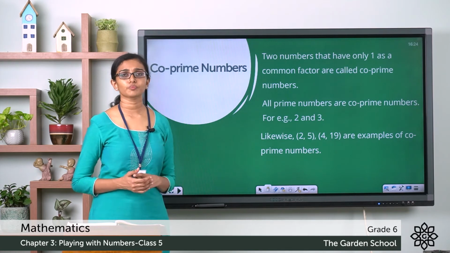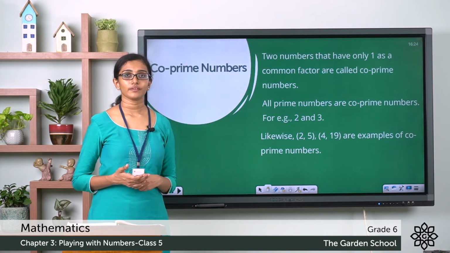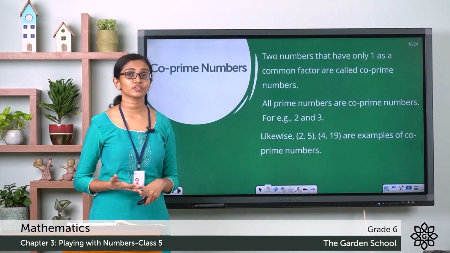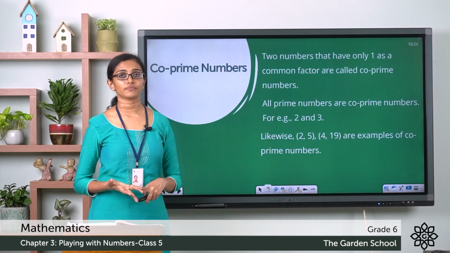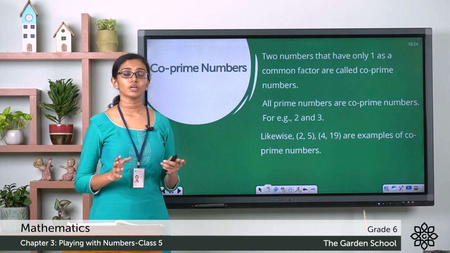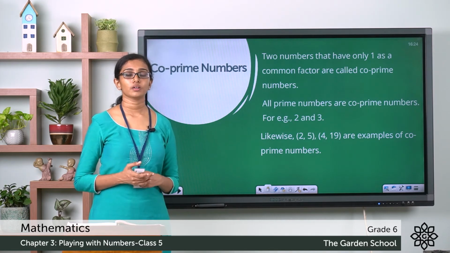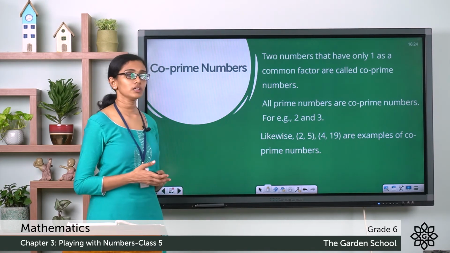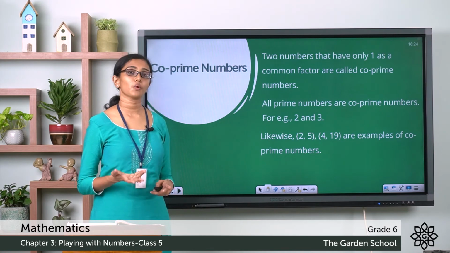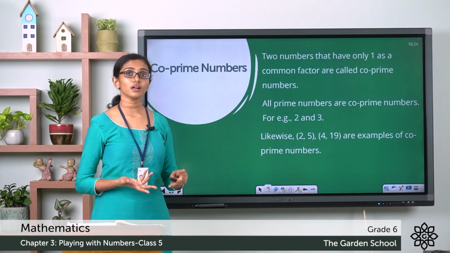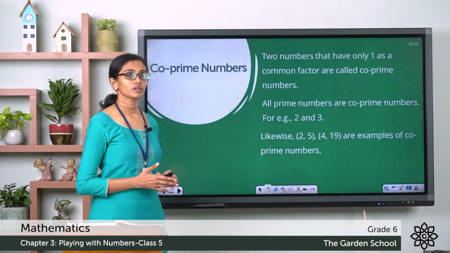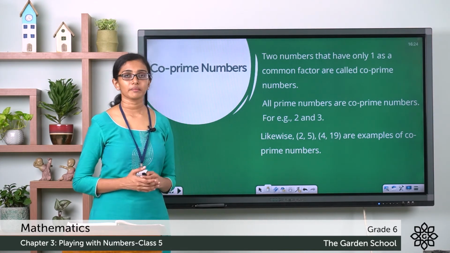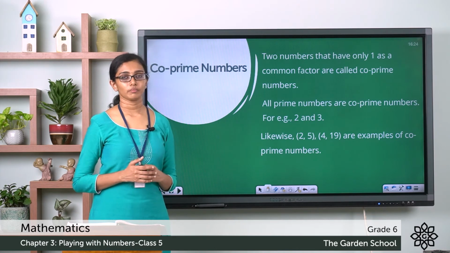Take any 2 prime numbers, 3 and 5. Which are the factors of 3? 1 and 3. Which are the factors of 5? 1 and 5. The only common factor for 3 and 5 is 1. What about 2 and 3? The factors of 2 are 1 and 2. Factors of 3 are 1 and 3. The only common factor is 1. So you can say all prime numbers are co-prime numbers.